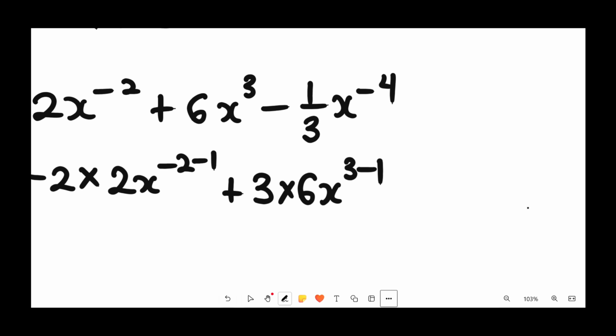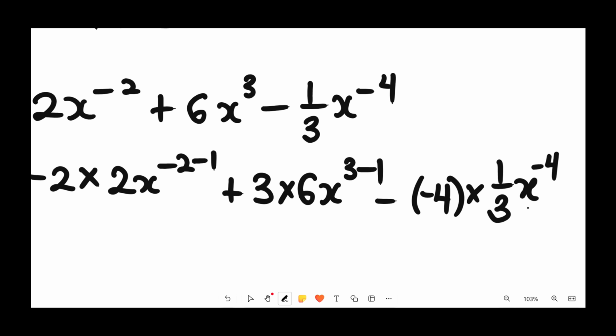All right. Then we have the third term to be negative 1/3 multiply x exponent negative 4. So we bring our negative first. Then we are now going to bring down the power, which is negative 4, which will multiply 1/3. Then we are going to reduce the power by 1. So it will be negative 4 minus 1.